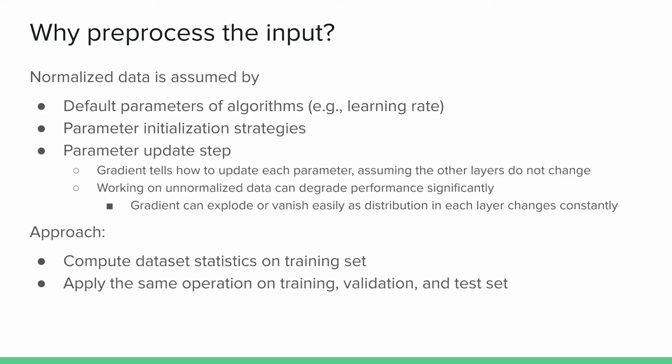So when we're working on unnormalized data, this can degrade our performance significantly because the gradient can then easily explode or vanish as the distribution that we have going from one layer to the next layer constantly changes. So if you have normalized data in your network layers, you can overcome this problem. So the basic approach for doing this would be that you compute some statistics on your training set, and then you apply the very same operation on the training set, the validation set, and of course your test set.